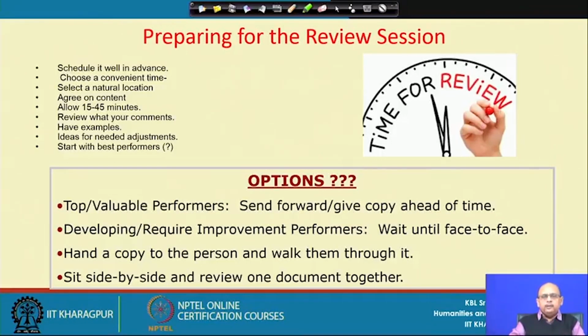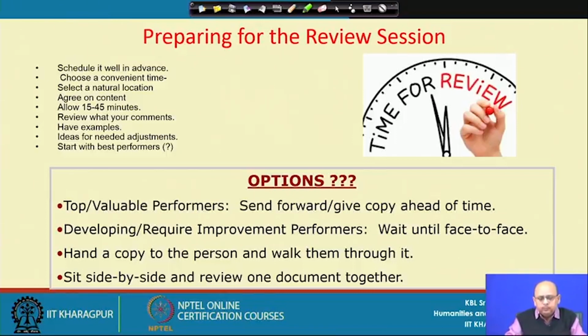So, when you are going to review the performance of employees, you are going to select a location which is preferred by both. It could be your room, where privacy could be maintained, right. Second, select a natural setting which is free from all kinds of barriers and obstacles. So, it is very important to go for these kinds of things.